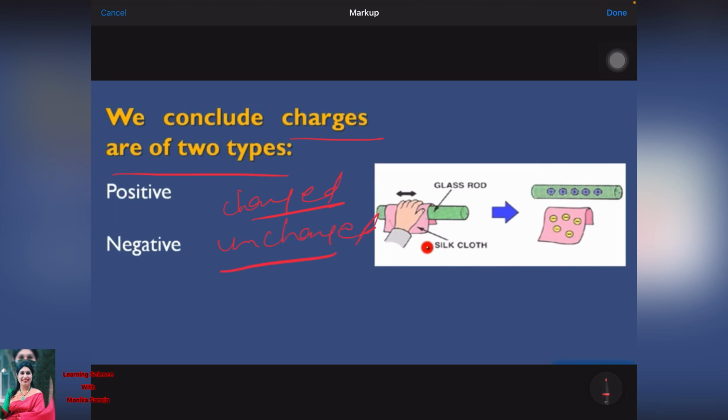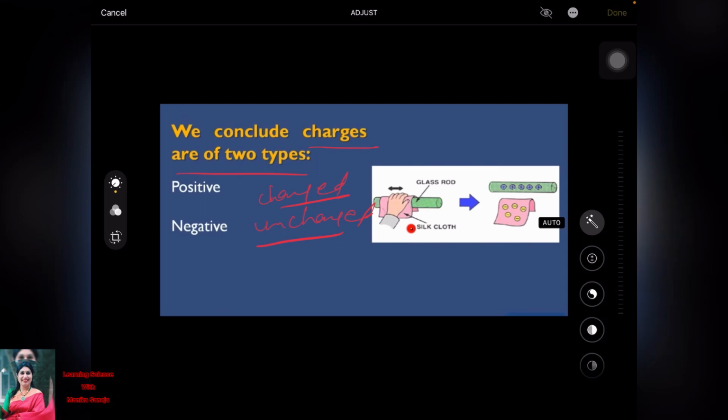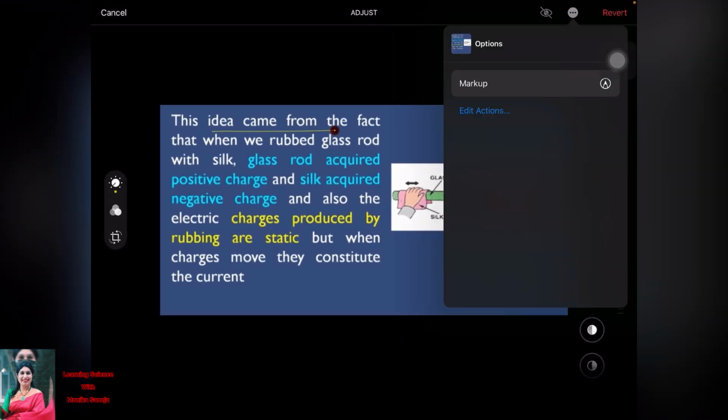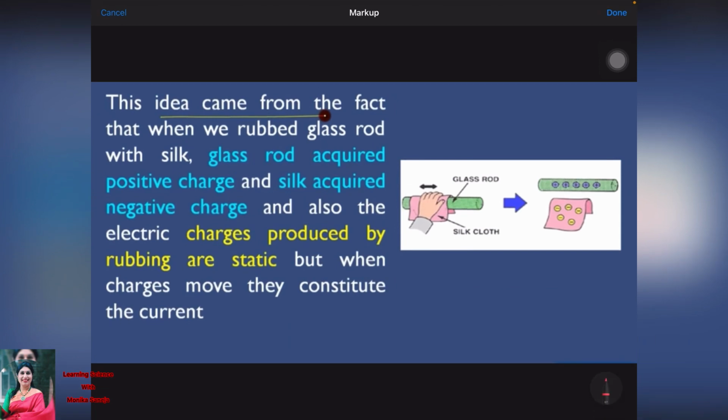Okay. Now we will discuss the types of charges present on different objects and how these charges are acquired by different objects. The charges are of two types. This idea came from the fact that when we rubbed a glass rod with a silk cloth, as you can see in the picture, the silk cloth acquired the negative charge and the glass rod has the positive charge. You can see here in the picture, the positive charge is on the glass rod and the negative charge on the silk cloth.